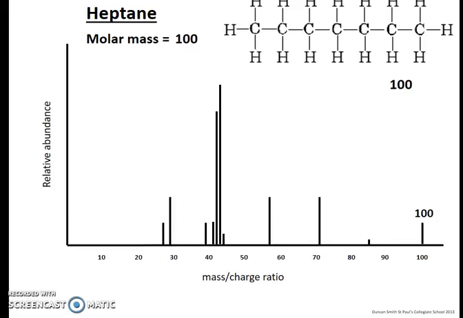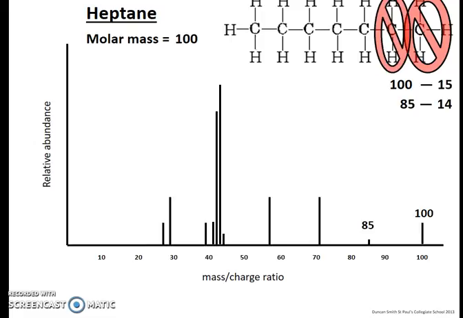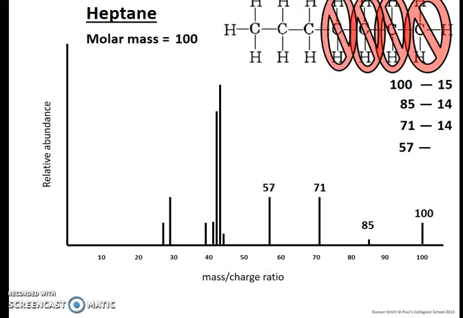The molar mass of heptane is 100. We lose 15. We're down at 85, lose another 14. So losses of 14 typically indicate CH2 groups, not ethyl groups, CH2s. And so we come down to 71, 57, 43, and 29. 43 is often a really common base peak, both because it's a 3-carbon group, which you can see happens quite commonly, but also because you'll often get that as a branch chain group.